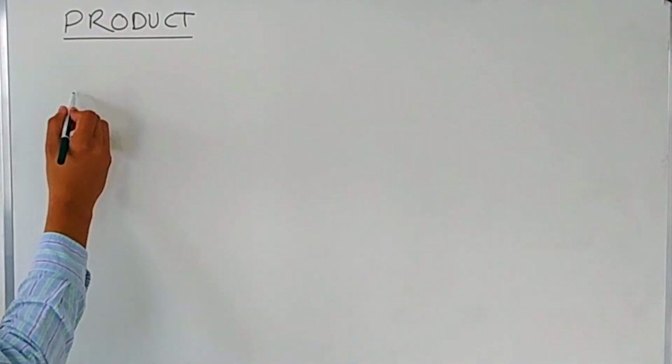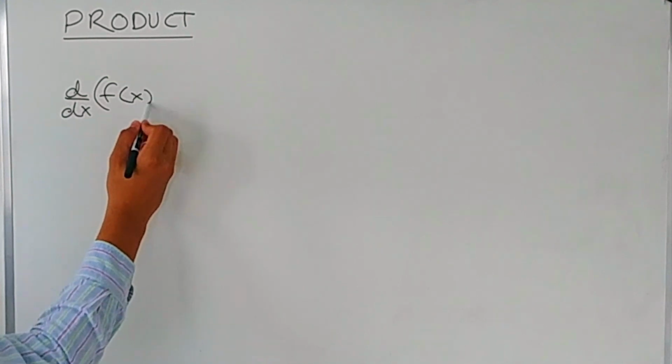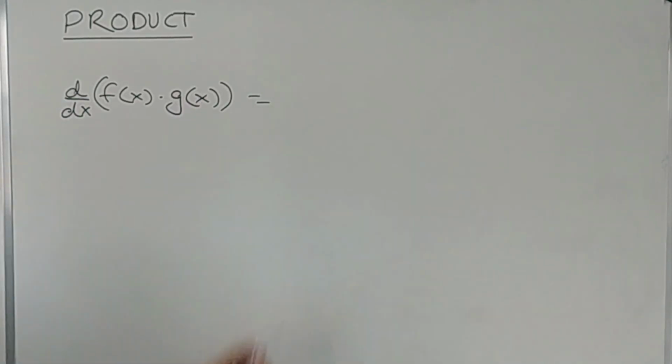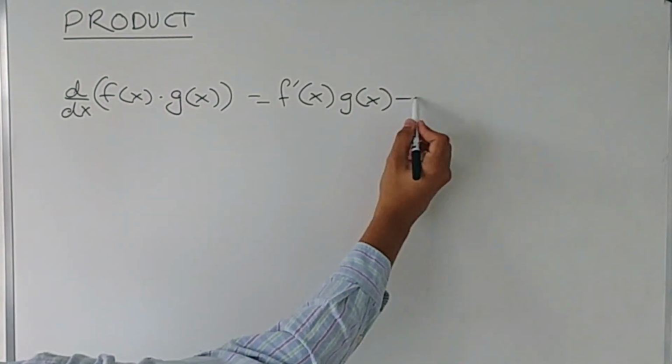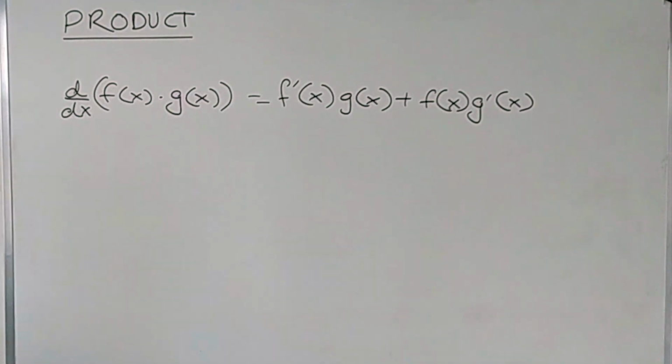The product rule. The product rule basically states the derivative of f of x multiplied by g of x equals f prime of x multiplied by g of x plus f of x times g prime of x, which is basically the derivative of the first function multiplied by the second function, plus the derivative of the second function multiplied by the first function.